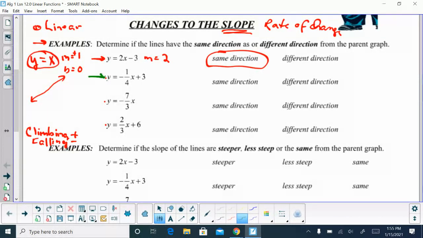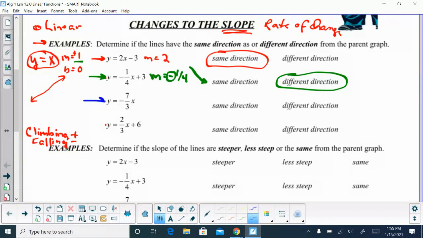We have y equals a negative 1/4 x plus 3. So our slope is a negative 1/4. So comparing that, we have a negative slope here. So that means it's falling down compared to our positive slope. So are they moving in the same direction? No, not at all. This green one is falling down as we travel from left to right.